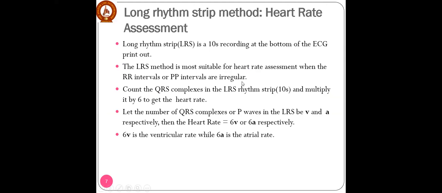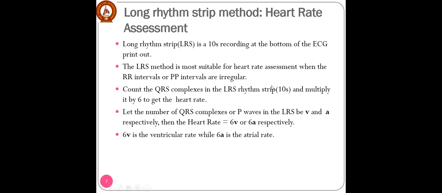The second method we consider in this series is the non-rhythm strip method for heart rate assessment. The non-rhythm strip is a 10-second reading or recording at the bottom of the ECG printout. This method is most suitable for heart rate assessment when the RR intervals or PP intervals are irregular. For the ventricular rate, count the number of QRS complexes within the strip and multiply it by 6 to get the heart rate.